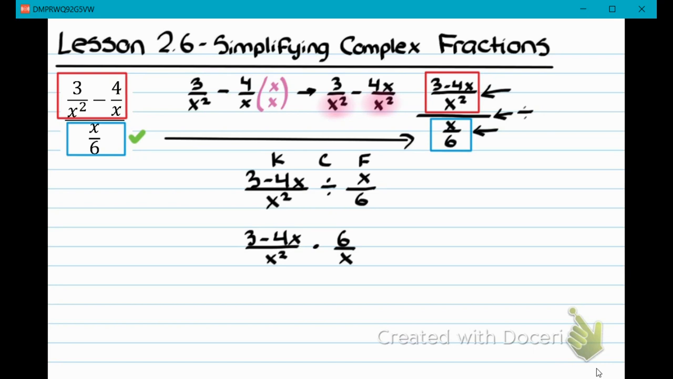Hopefully you said to factor, so we would factor whatever we can, but in this case we can't. So we have to put parentheses around anything that is more than one term, and then we cross out anything that we can cross out. Okay, so in this case, nothing cancels, so you would be left with, if you multiply straight across, 6 times 3 minus 4x over x to the third. And that's your final answer because nothing can cancel out.